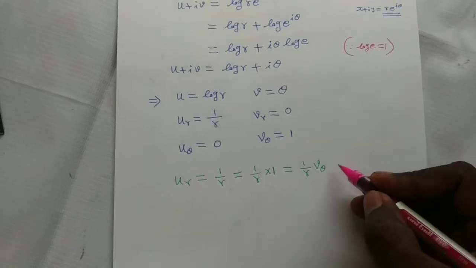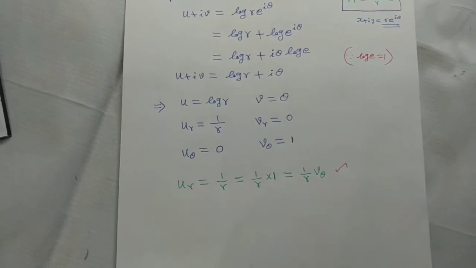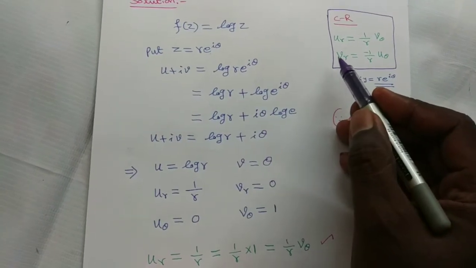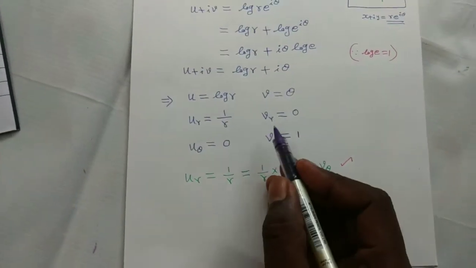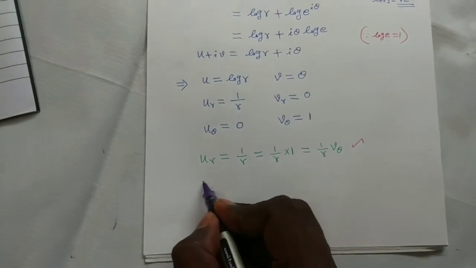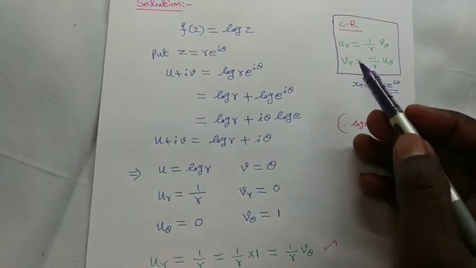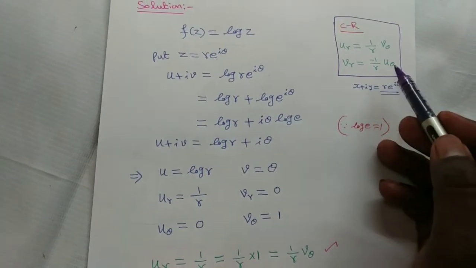So that first equation is verified. Now the next equation I am going to verify. For the second equation I want VR. What is VR here? This is VR. So VR is equal to 0. But this VR must be equal to minus 1 by r into u theta.